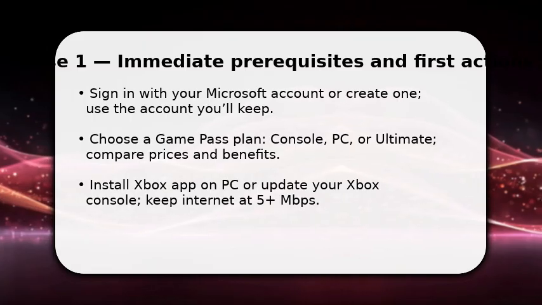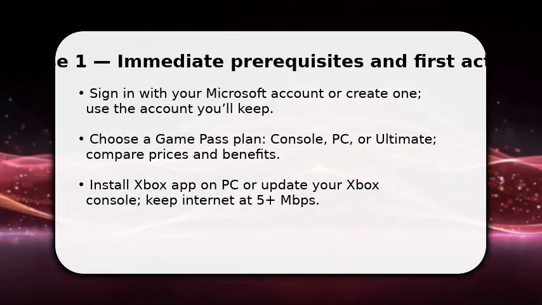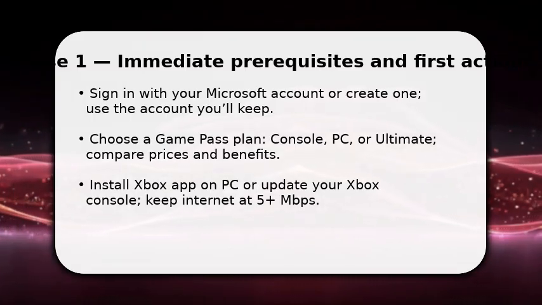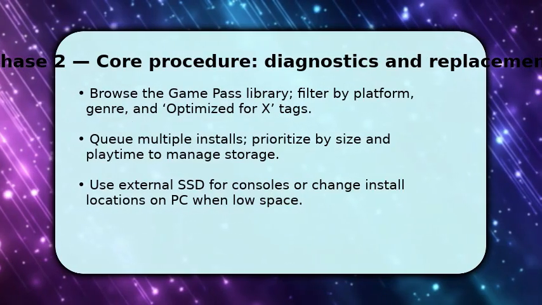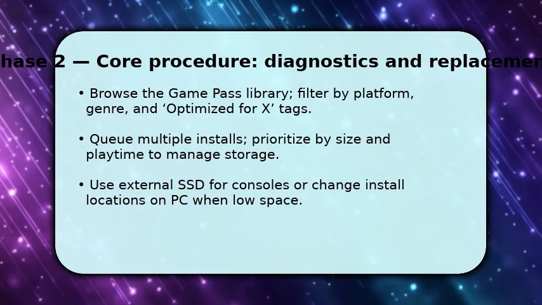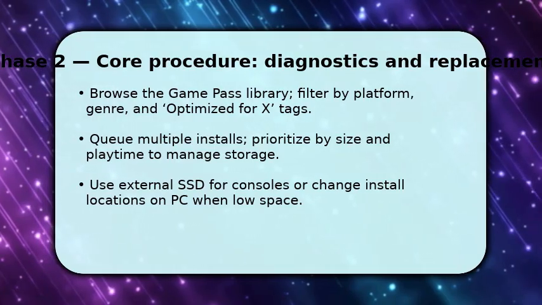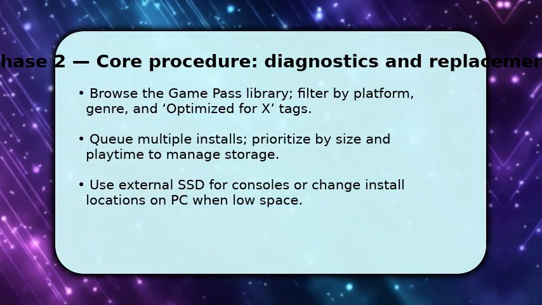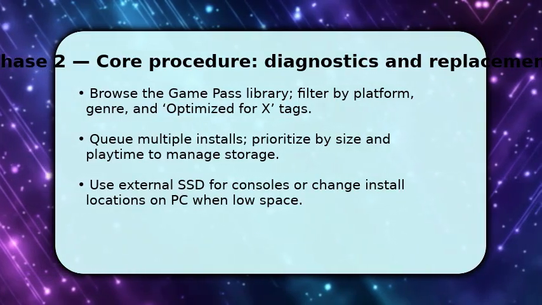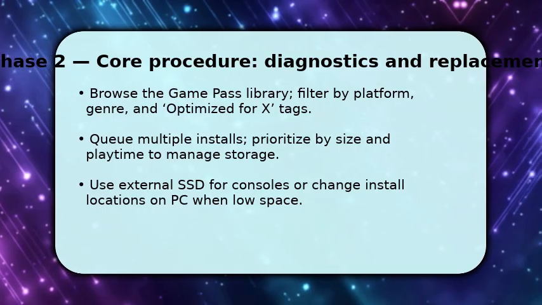Now, open the Xbox app or the console store to start the subscription purchase flow and follow prompts to add payment. Once you've subscribed, you explore the Game Pass catalog, filter by platform and sort by new or popular to find titles fast. You should queue installs strategically. Start large games first because they take longer and prioritize what you'll play soonest.